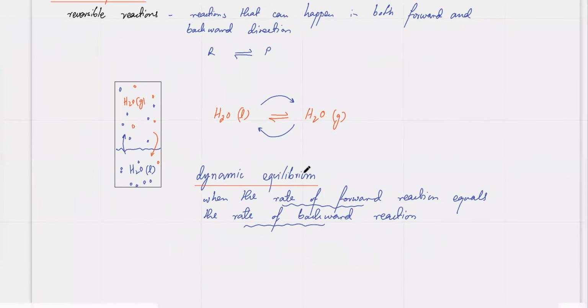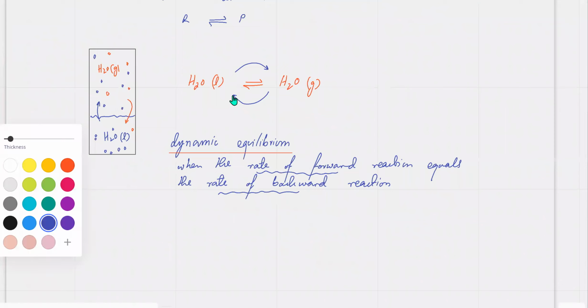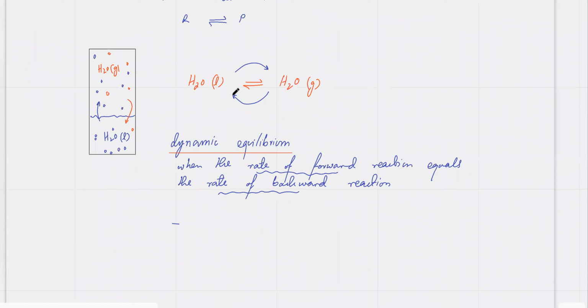Now when you have a dynamic equilibrium, once it is reached, the quantities of the reactants and products stop changing. So at equilibrium, the concentration of your reactants and products becomes constant.